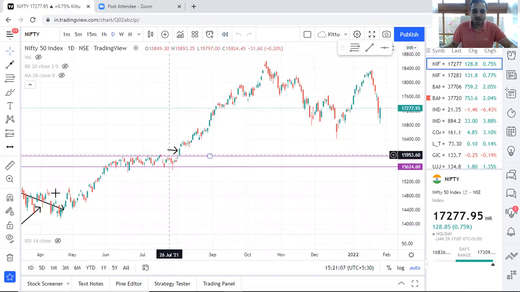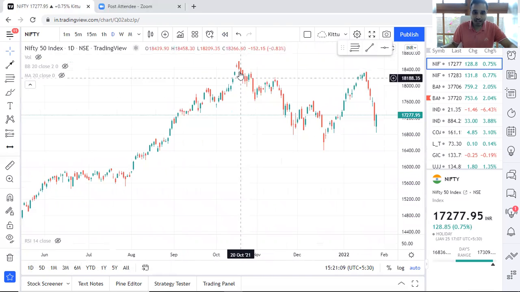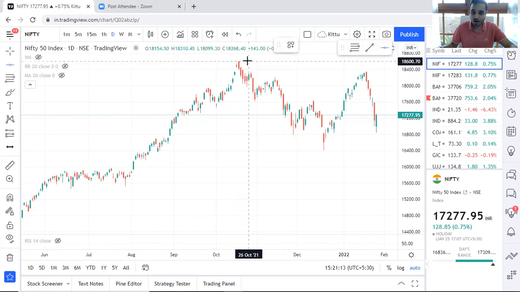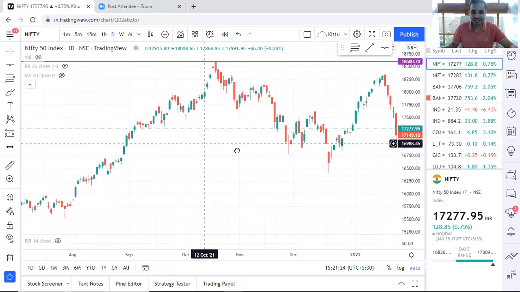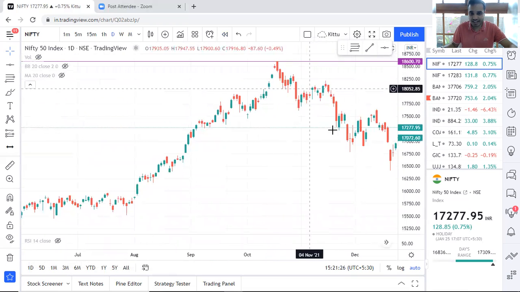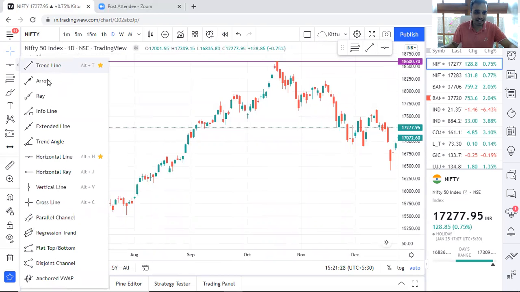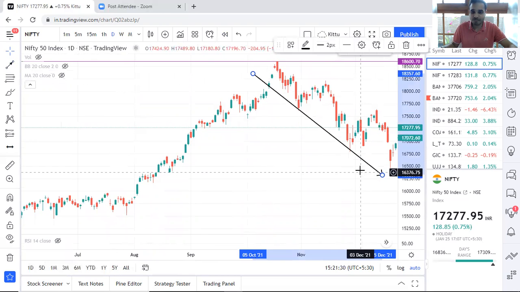Then after, again it went to the peaks of 18,000 levels. Always the round numbers are very powerful, because we human beings are very much attracted to round figures, round numbers. So the market also behaves the same. See here, around 18,000 levels, again it started a correction, and it came back to the levels of 16,000, right?